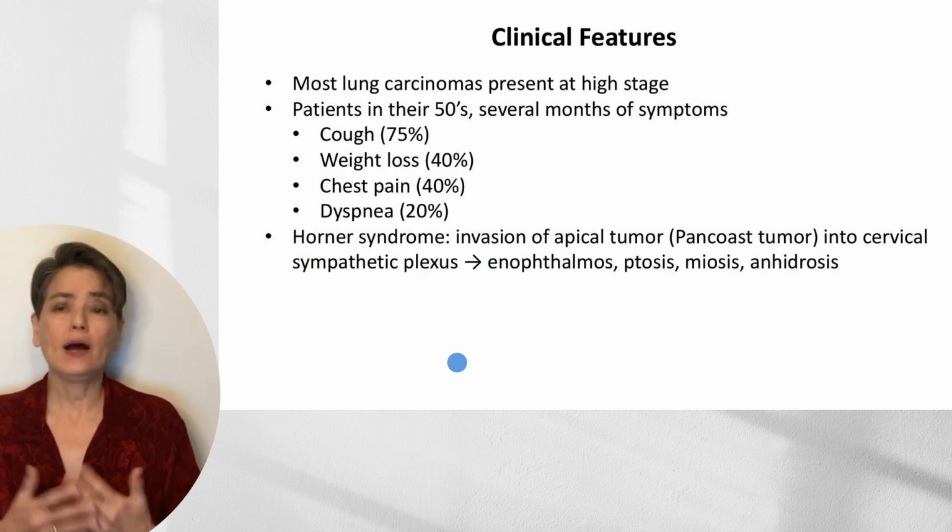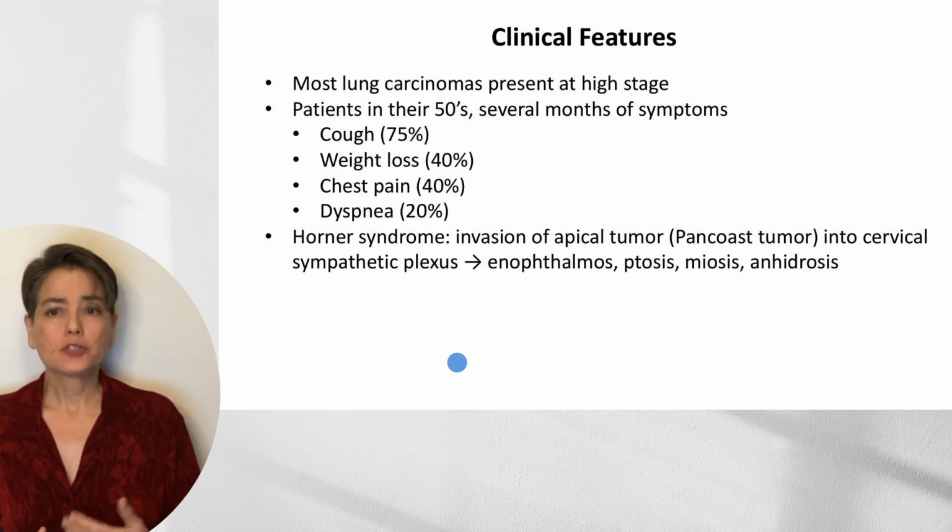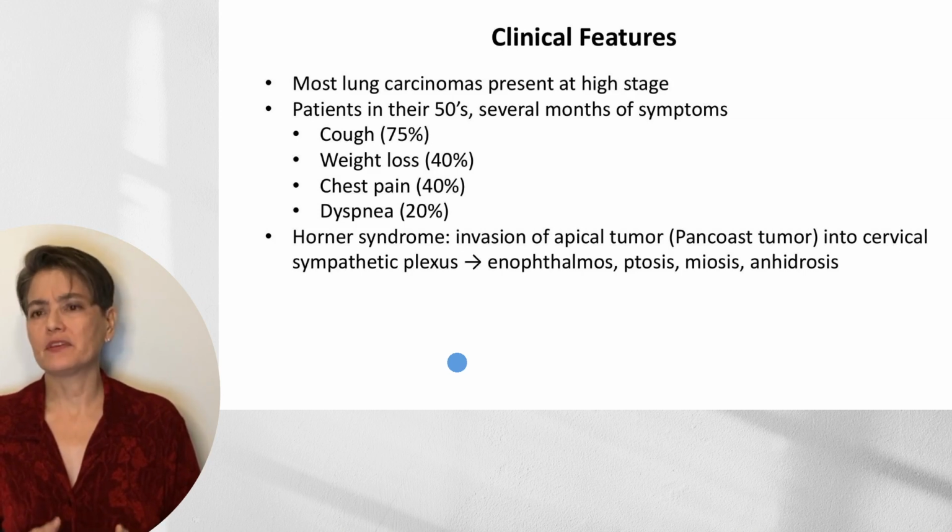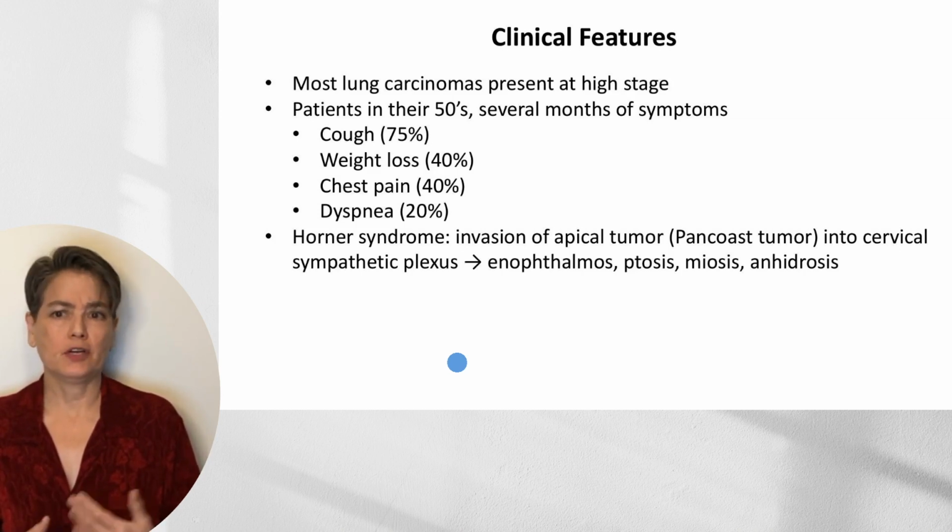Now, before we go to the different types of lung cancer, I want to focus on the patient. So how will these patients present? So most lung cancers are going to present at a high stage. The typical patient will be someone with a smoking history in their 50s, and they'll have several months of symptoms that are somewhat nonspecific: a cough, chest pain, or weight loss.